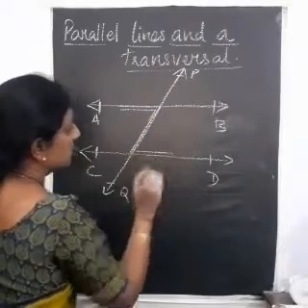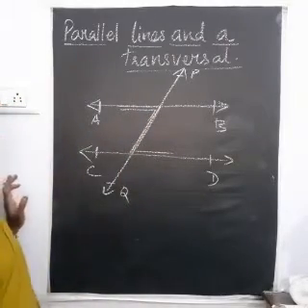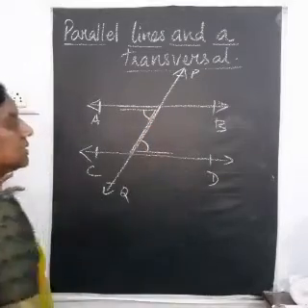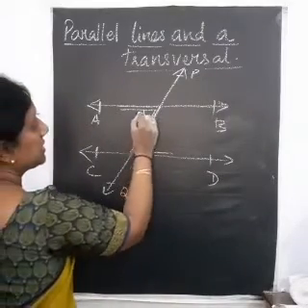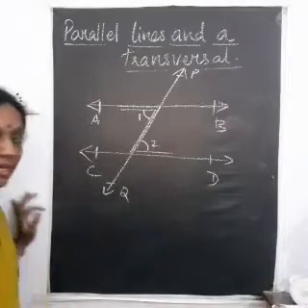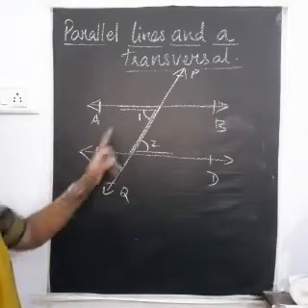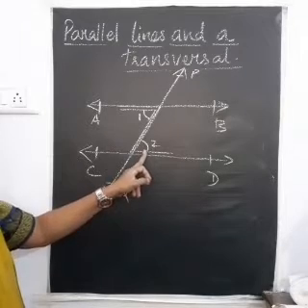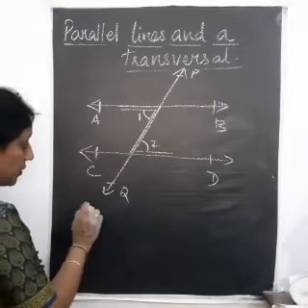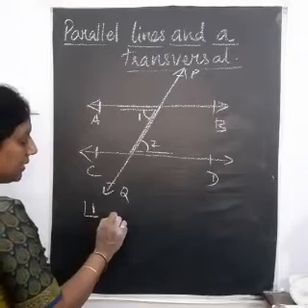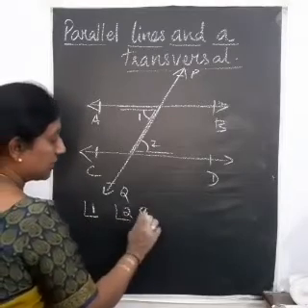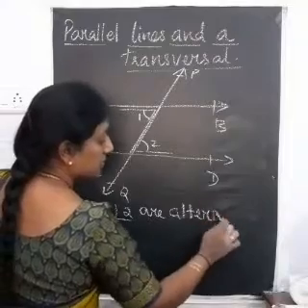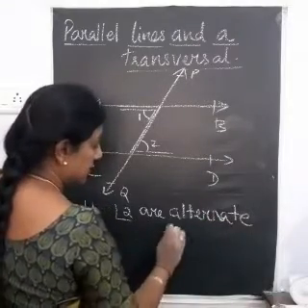Yes. In the Z, there are two angles formed, which are this angle and this angle. Now let us name this as 1 and 2. These two angles are known as alternate interior angles. What are they called? Alternate. Angle 1 and angle 2 are alternate interior angles.